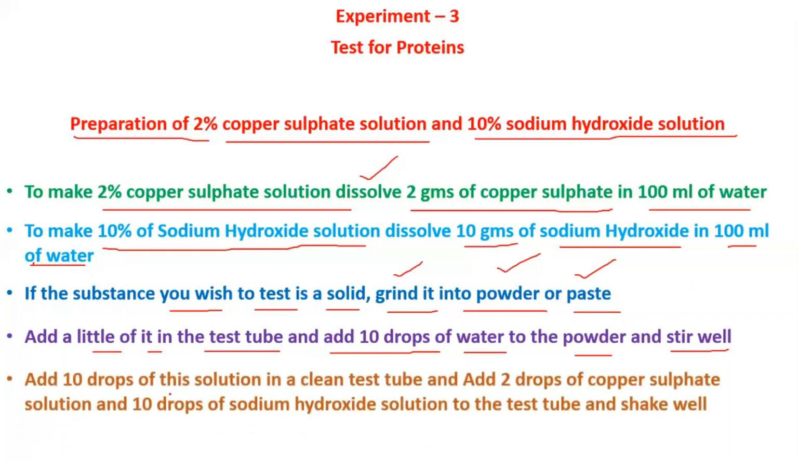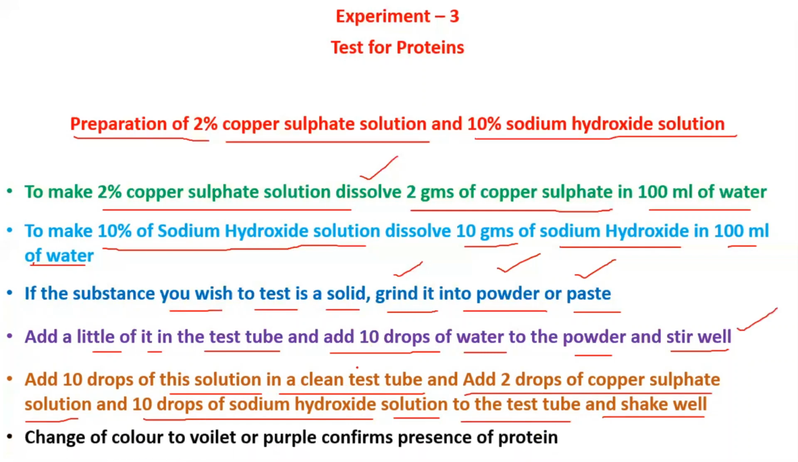Add 10 drops of this solution in a clean test tube, add 2 drops of copper sulfate solution and 10 drops of sodium hydroxide solution to the test tube, and shake well. A change of color to violet or purple confirms the presence of protein. If the solution changes its color to violet or purple, then that food substance has protein in it.